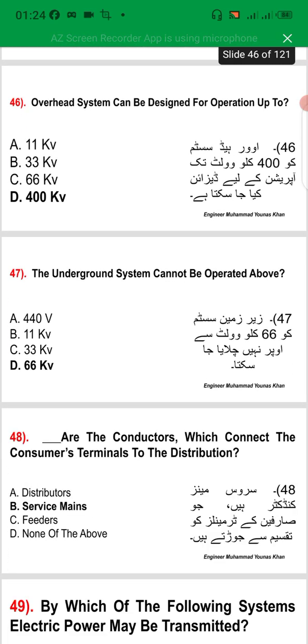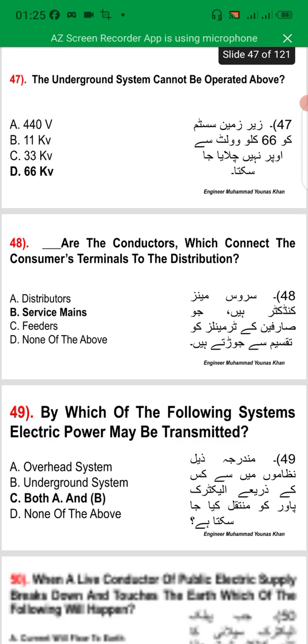Overhead system can be designed for operation up to 400 kV. The underground system cannot be operated above 66 kV. Service mains are the conductors which connect the consumer terminals to the distributor.